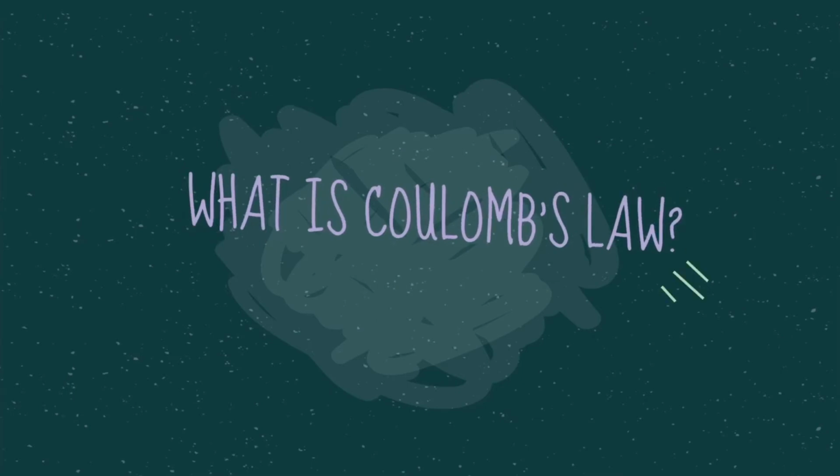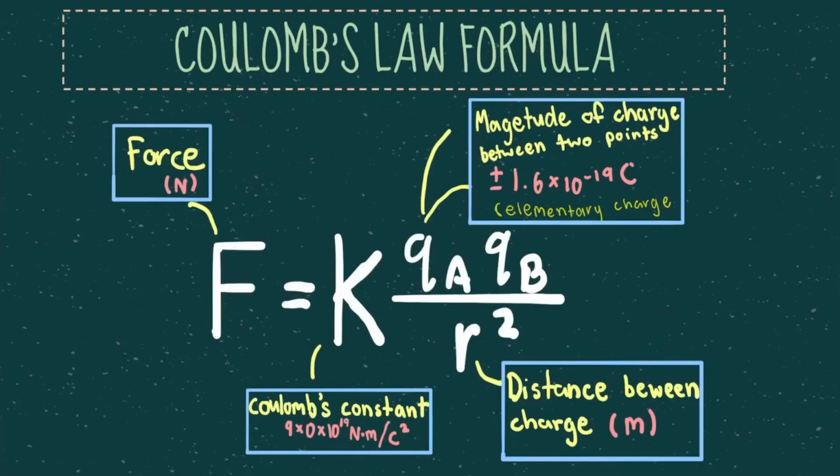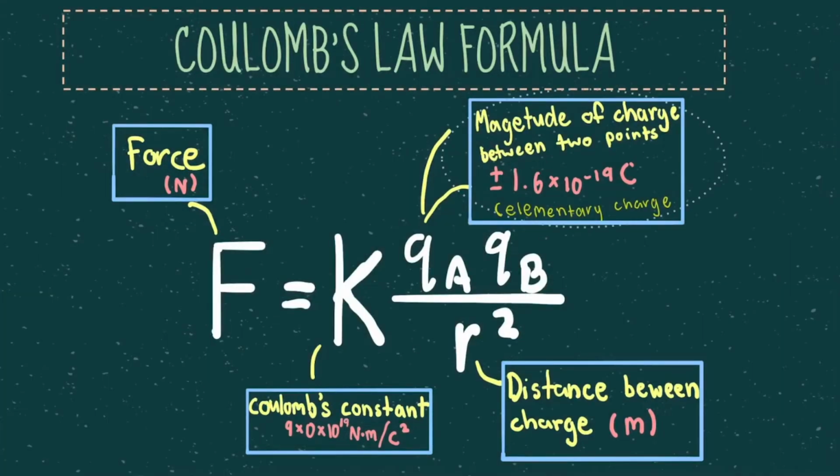Now, what is Coulomb's law? Coulomb's law is an experimental law of physics that quantifies the amount of force between two stationary electrically charged particles. The Coulomb's law formula is F equals k times QA QB divided by r squared. The QA QB is the magnitude of charge of the two points. And those charges have their own specific number, which is 1.6 times 10 to the power negative 19 coulombs, and the plus and negative depends on the charge, whether it's a proton or an electron, and these charges are called elementary charge.